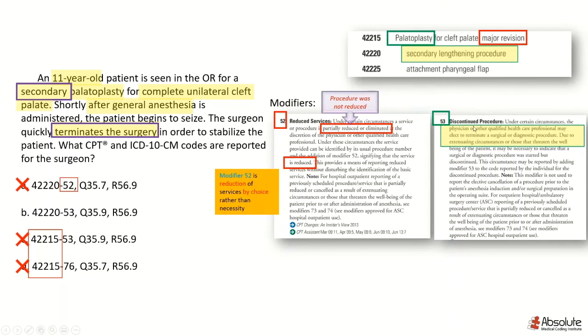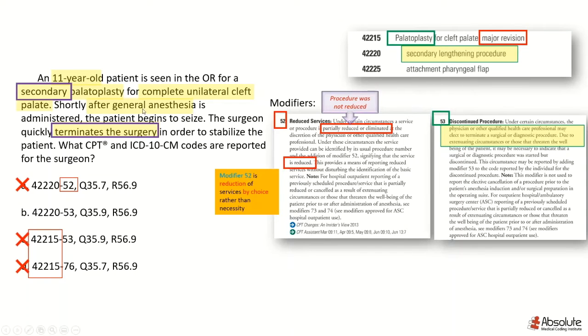So even if you were teetering between the two, that's why I like to go to the back of the book and kind of make myself notes so that I'm clear. You can see this just from the wording. The service was partially reduced or eliminated. Maybe they started to do something and they're like, we don't need to quite do all of this. We're going to do this. So they're going to do the 52. But this would be at the provider's discretion. This 53 better describes what was going on. Okay. They elected to terminate this surgical procedure. What were the extenuating circumstances?